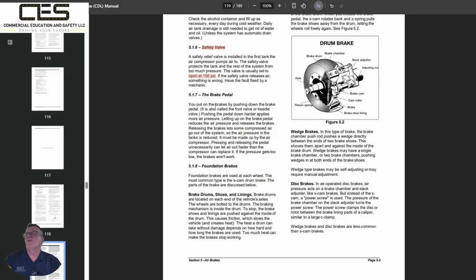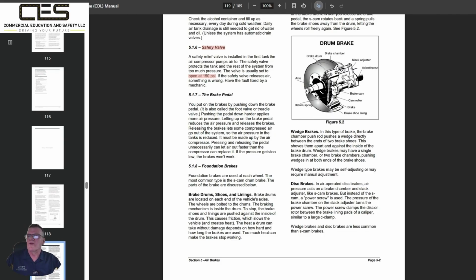Moving on to 5.1.7, the brake pedal. That's a treadle valve. So your brake pedal, that's your service brake pedal. You put your foot on the brake, and it sends air from the storage tanks to the brake chambers, in return operating your push rod and your slack adjuster, pressing the linings against the drum or the disc. And that's what stops the truck.